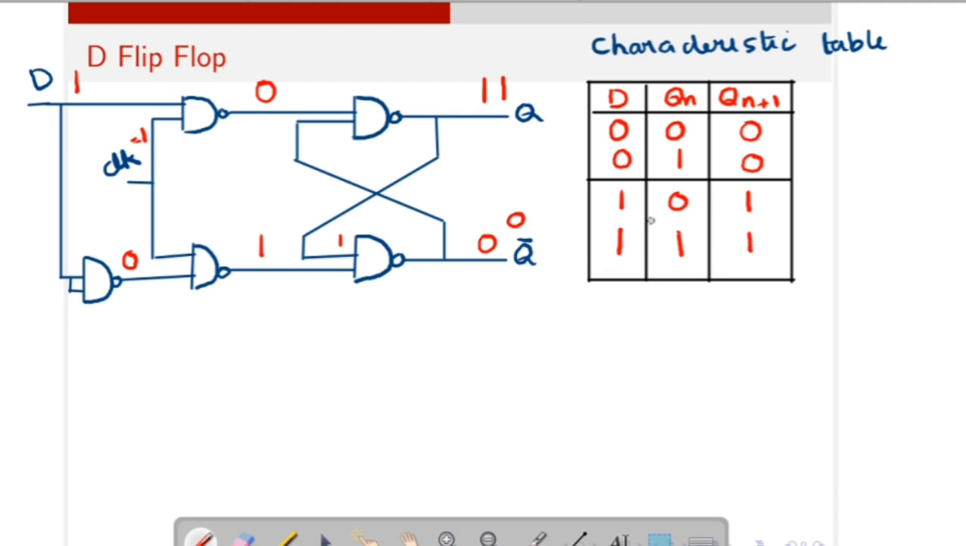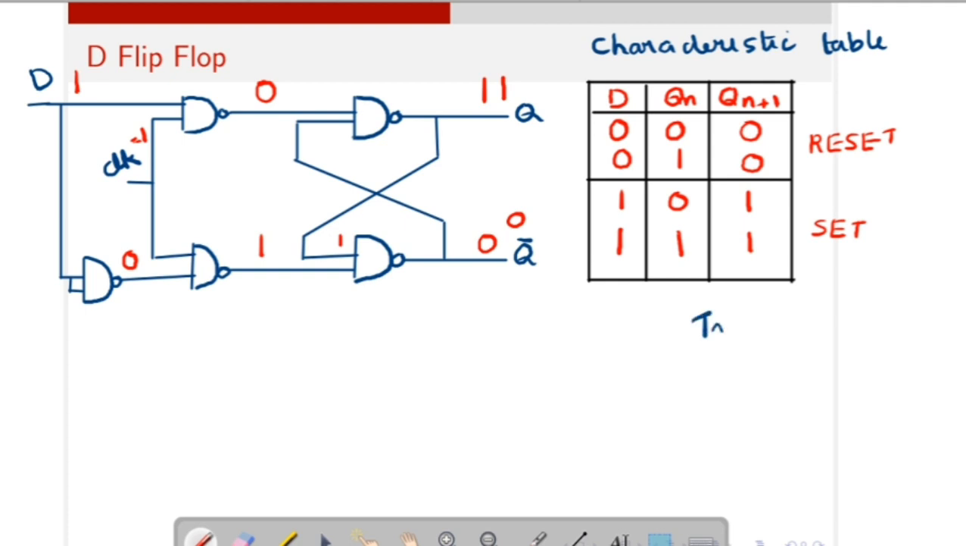That means when D is equal to 0 and present state is 0 or 1, it goes to a reset state. And whatever may be the present state, when D input is equal to 1, the D flip-flop goes to set state. So this one is the reset state and this is the set state.